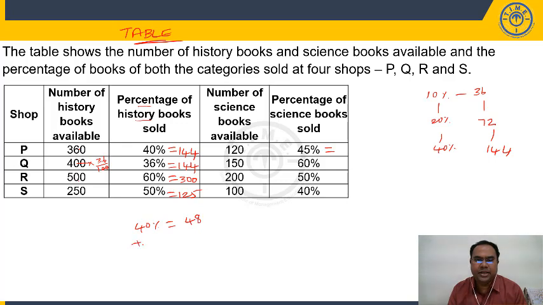48 plus 5%. 5% is 6. 48 plus 6, it is 54. You got this point? 10% is 12. 40% means 48. 10% is 12. 5% means half, 6. 54. 60%: 10% is 15, 60% means 15 into 6, 90. 50% is half of that, 100. 40% of 100 is 40. We are just converting these percentages into numbers, right? So the same thing I have written here.